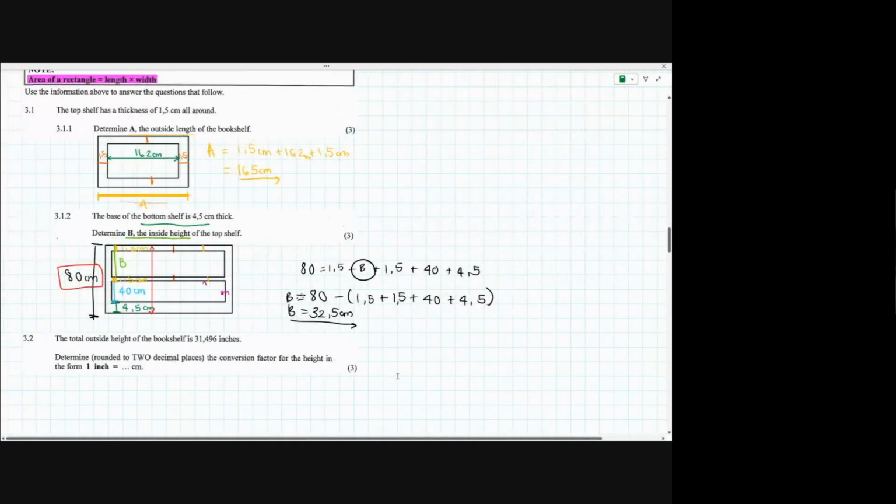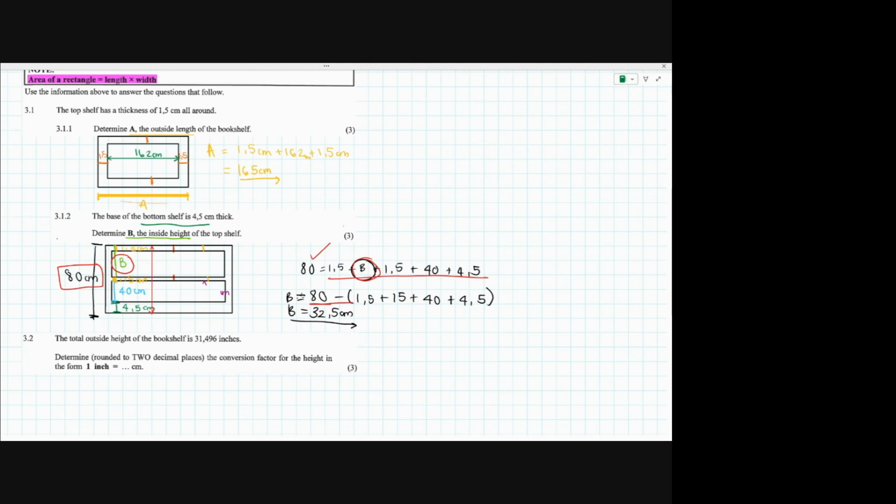And so that's exactly what I've done on the side here. If I added all of them up, I would get 80, which means to get B alone, I would have to say 80 minus all of those little lengths to figure out the missing height of my first shelf, which is represented by B. So all of these little widths, the thickness of the wood, the shelf, the thickness of the wood, the shelf, and the base must add together to give me 80. And so we would then subtract from 80 to figure out the missing height of my top shelf. Does that make a bit more sense?